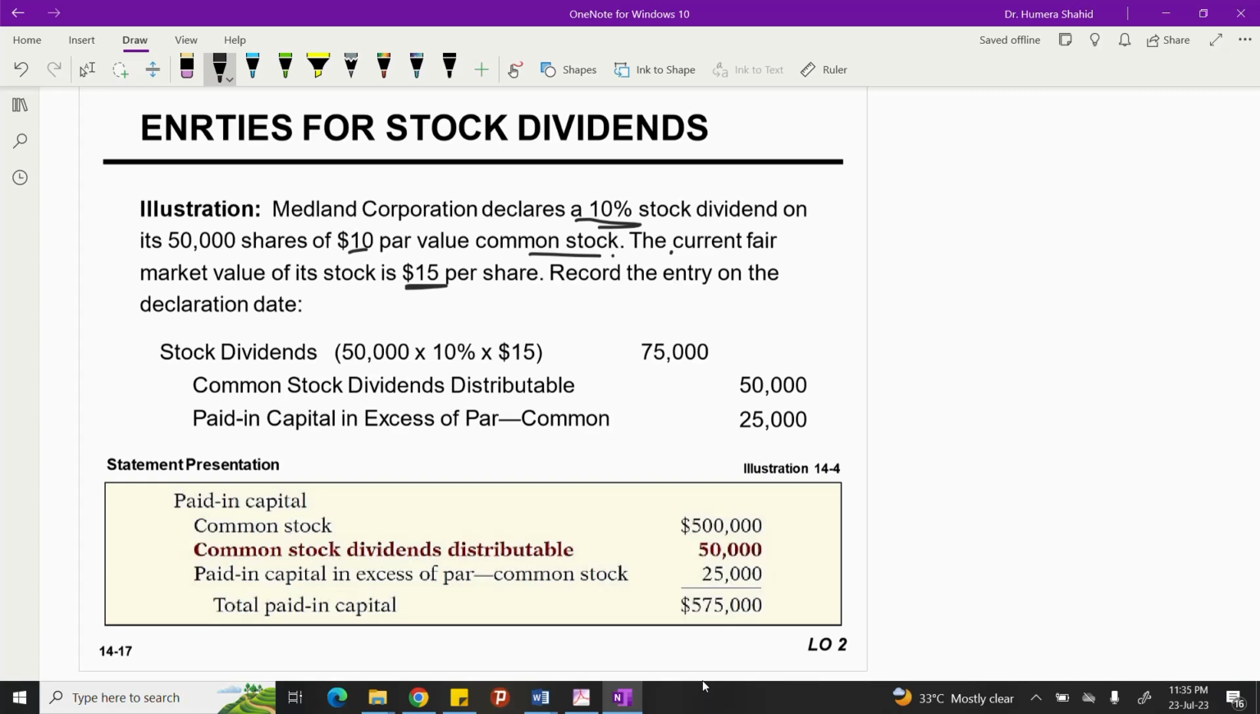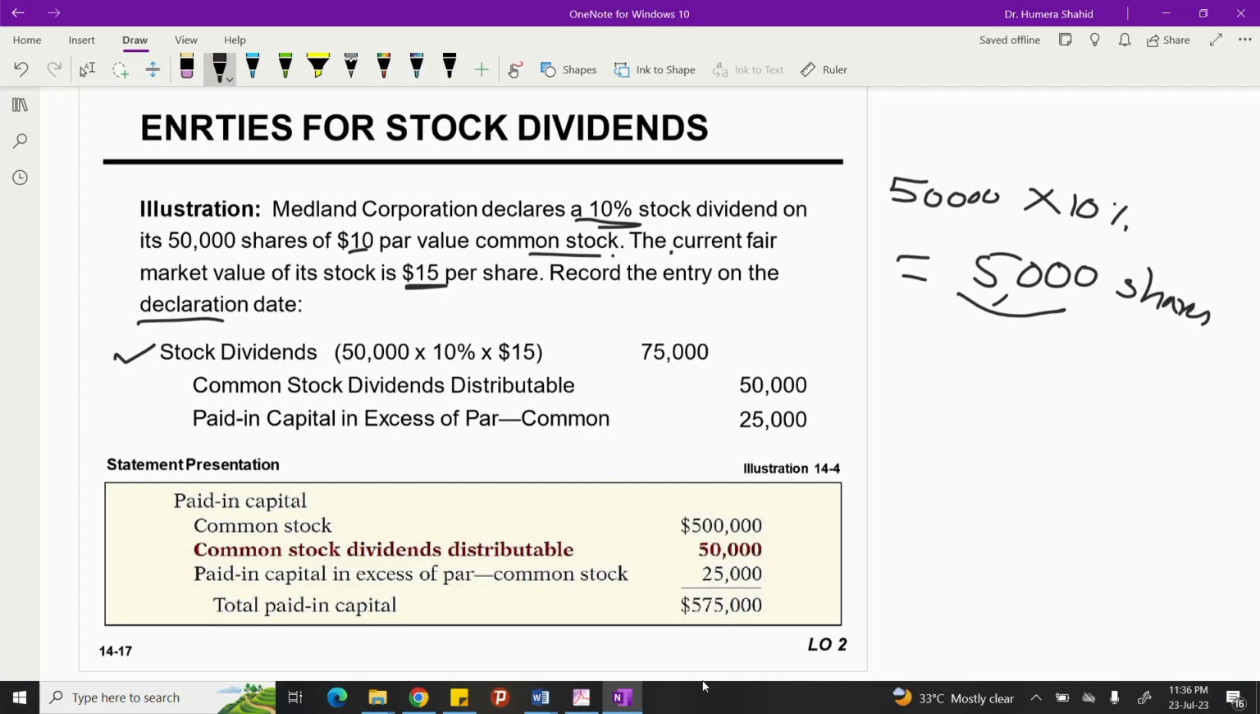We need to record the journal entry on the declaration date. So let's see how many new shares will be issued. All shares are 50,000, and a 10% stock dividend is declared, so new shares are going to be 5,000 shares. Let's record the stock dividend. Stock dividend will get a debit. This is 5,000 new shares, and what is the market value? 15, so multiplied by 15. So stock dividend gets a debit of 75,000.